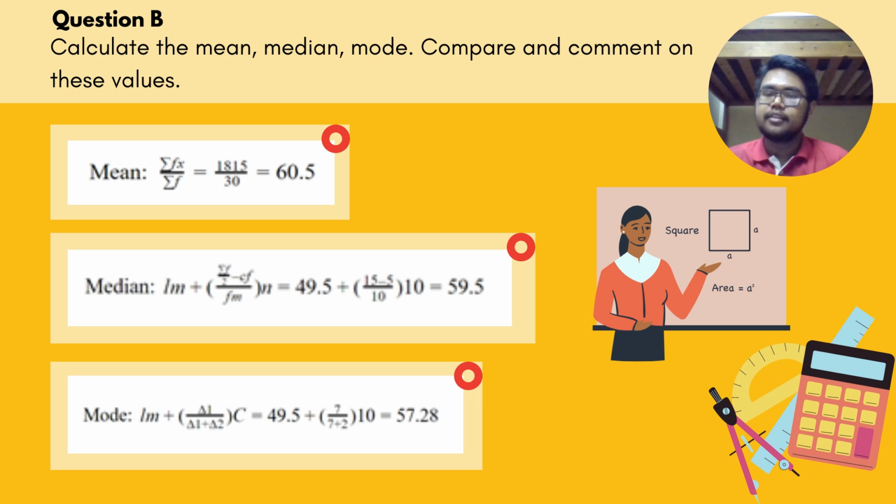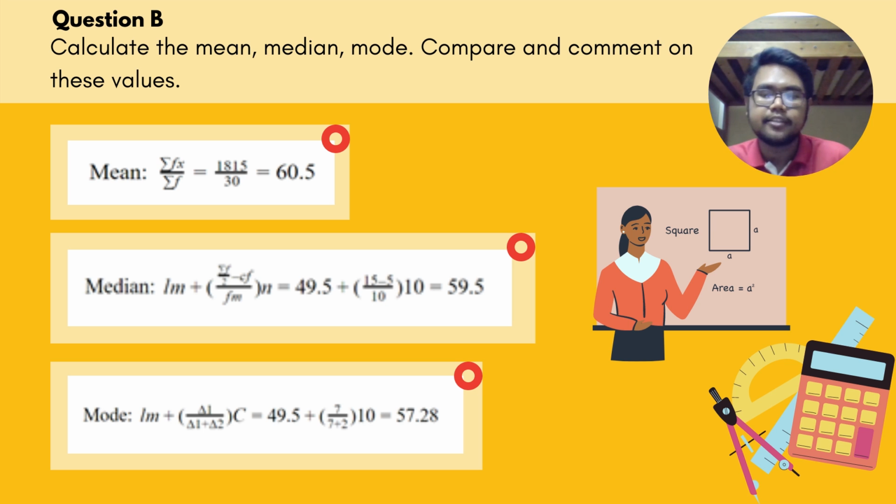And we'll get 60.5. Next, moving on to the median, we first have to divide our cumulative frequency, which is 30, by 2, and we'll get 15. Now, we have to find the class this 15th person sits in, which is 49.5 to 59.5. After we know that, we'll just plug in the values based on the formula.